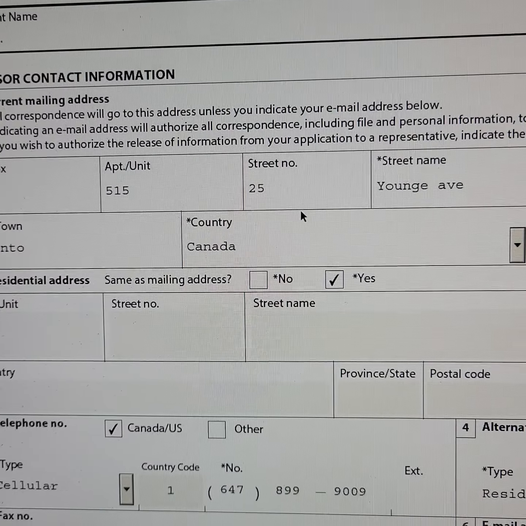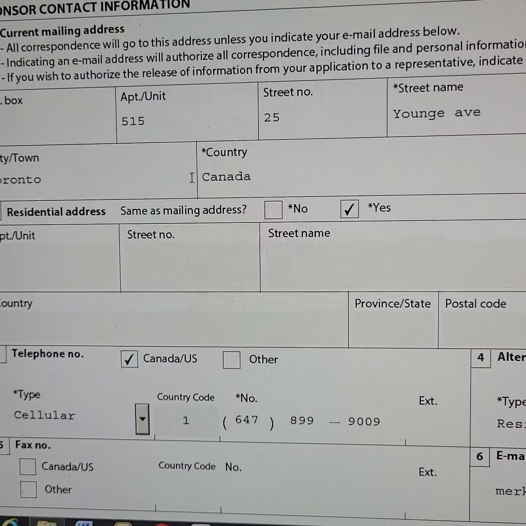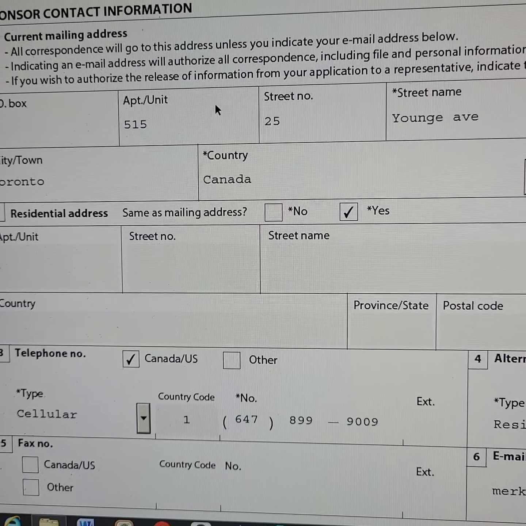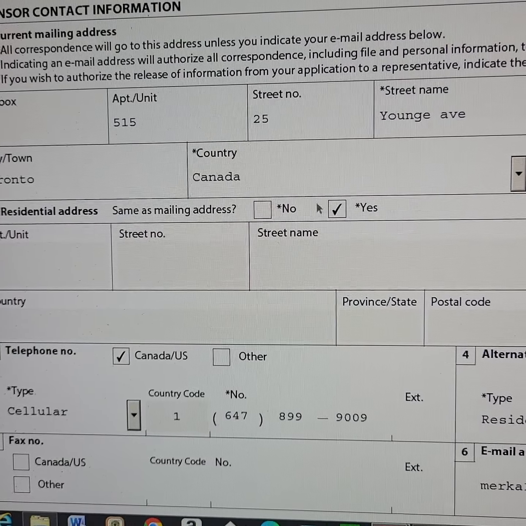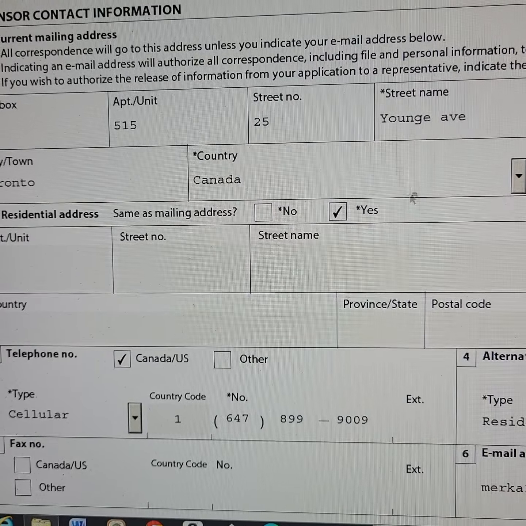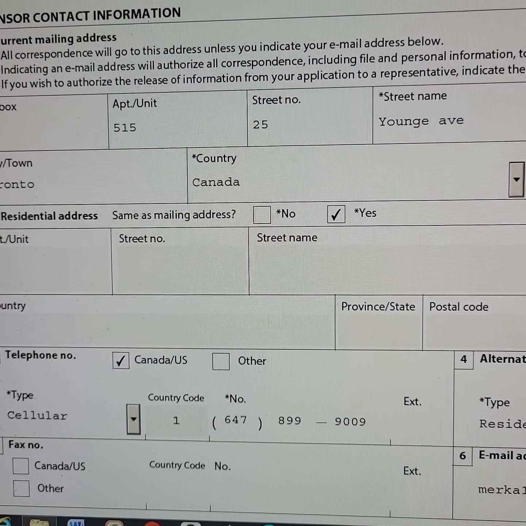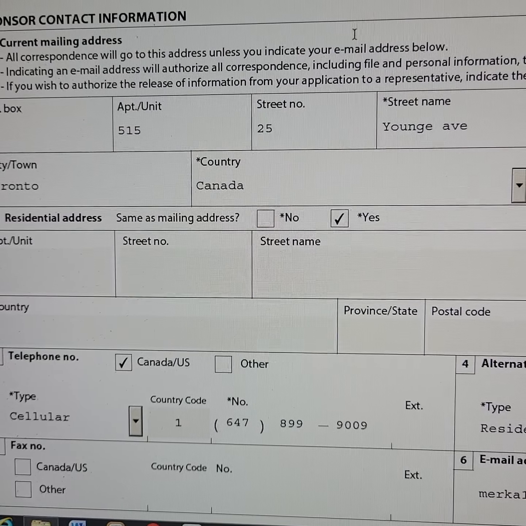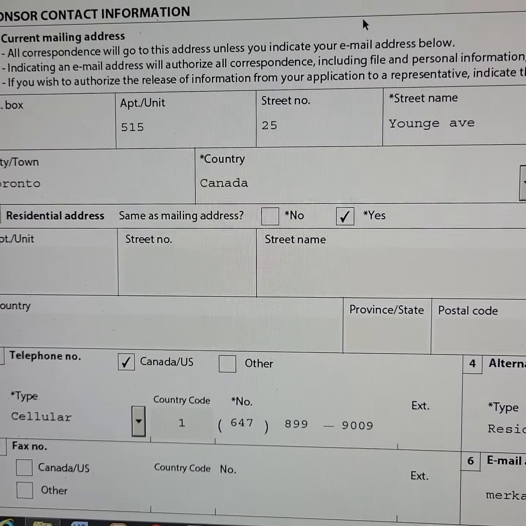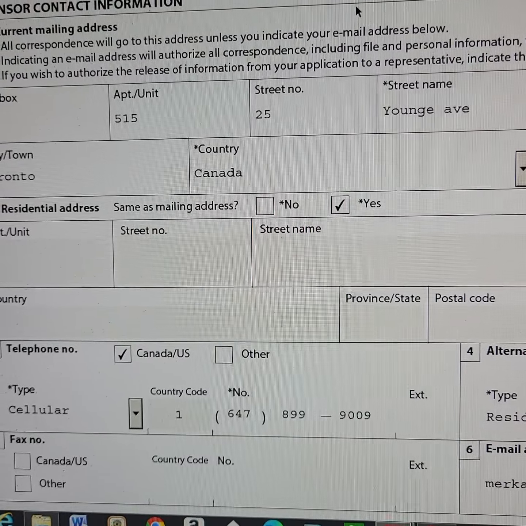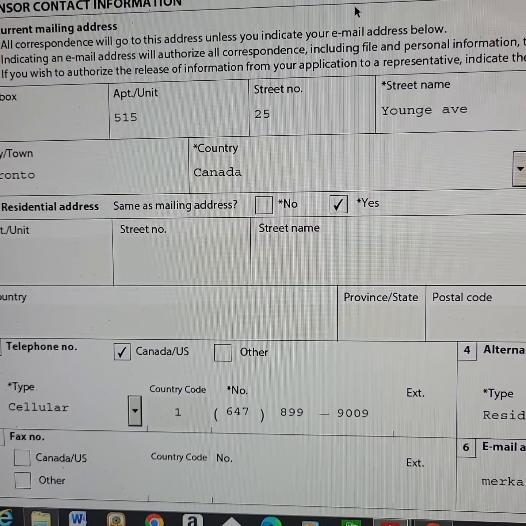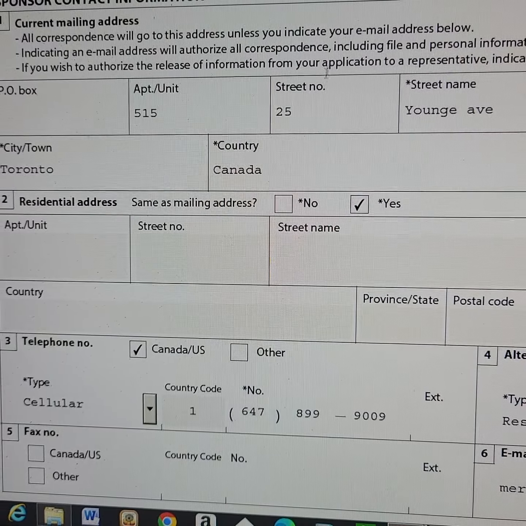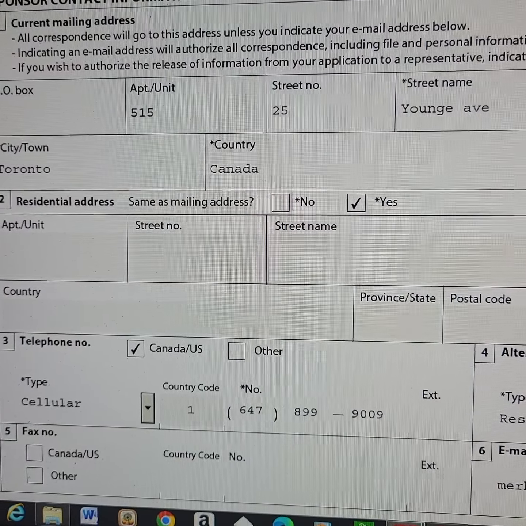Now, what this is: if you have a representative, which obviously would be an immigration lawyer, they would put their information here and they will put their email address, okay? Now, in my case, because I was the one doing the application and I want all the information to come to me, I don't have a representative, but I want all the information to come to me, okay? I filled out this part and I put my email.